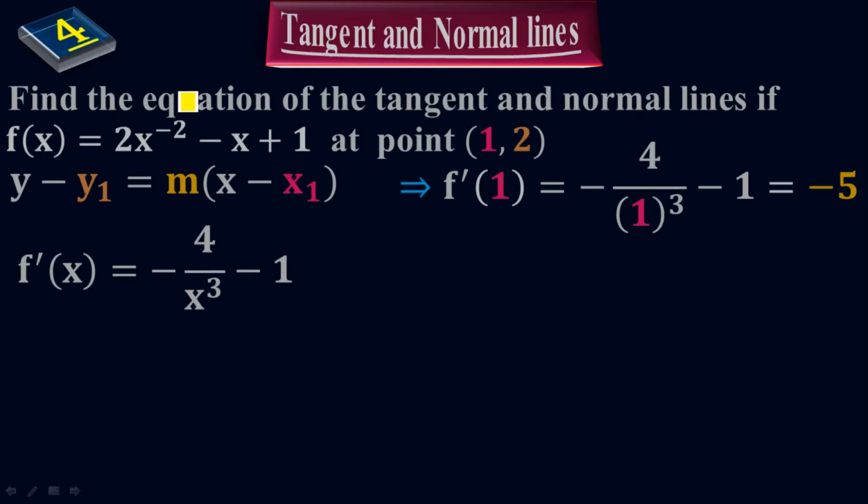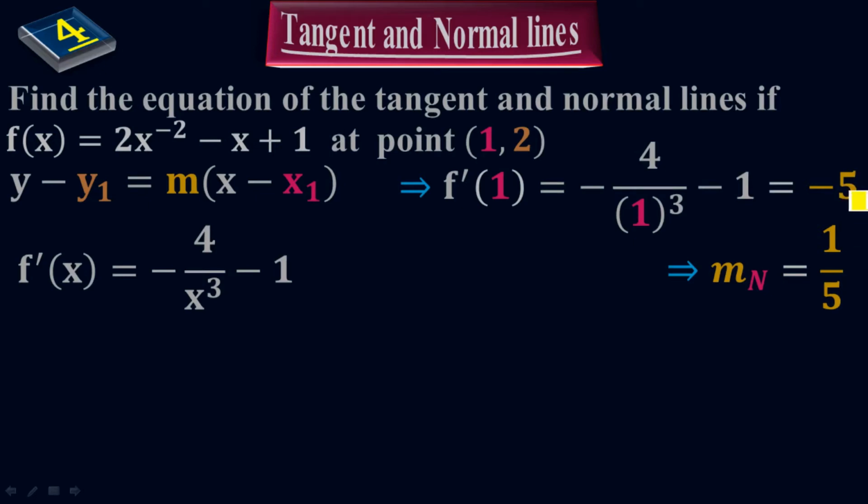The question asks about the equation of the tangent line and the equation of the normal line. So to find the equation of the tangent line, plug in all the respective values here. But what about the slope of the normal line? It is pretty easy. If you know the slope of the tangent line, you can automatically find the slope of the normal line. So take its reciprocal with the opposite sign. It will be positive 1 over 5. So the slope of the normal line will be positive 1 over 5.